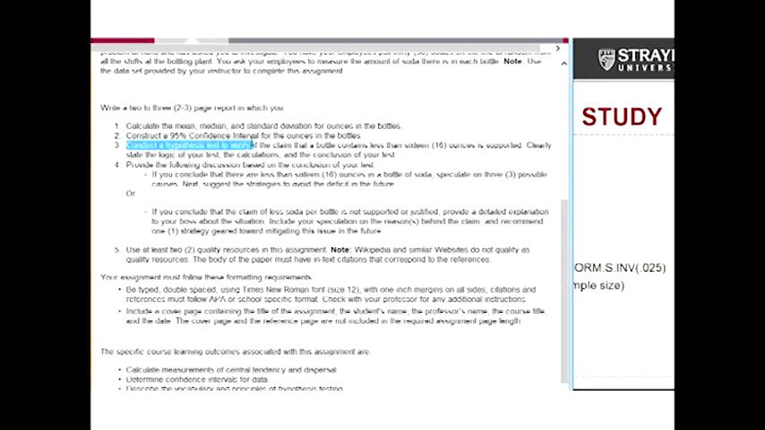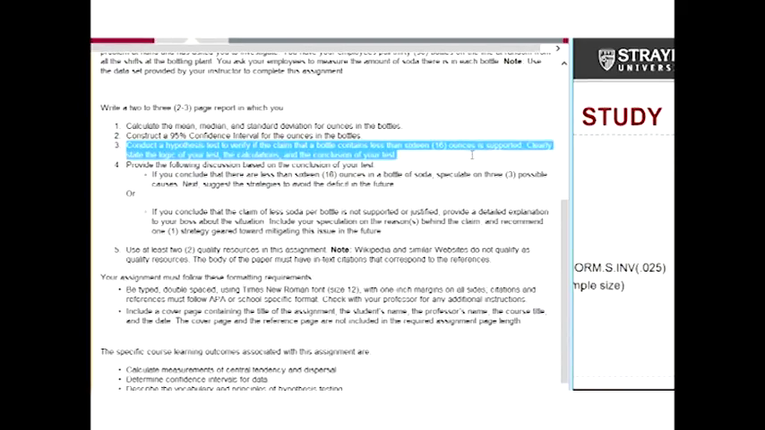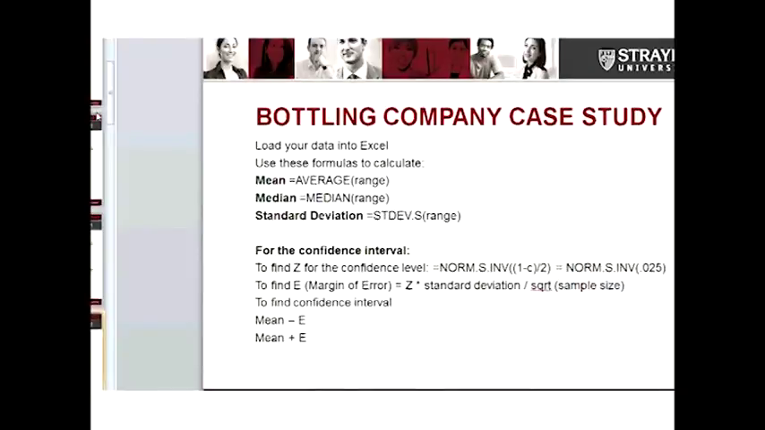Your next instruction is to conduct a hypothesis test to verify if the claim that a bottle that contains less than 16 ounces is supported. Clearly state the logic of your test, the calculations, and the conclusion of your test. Okay?